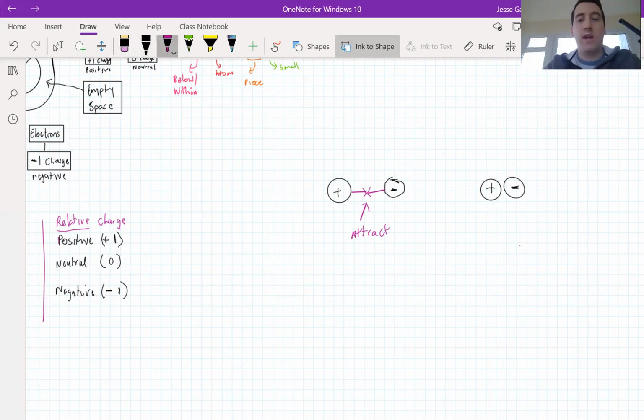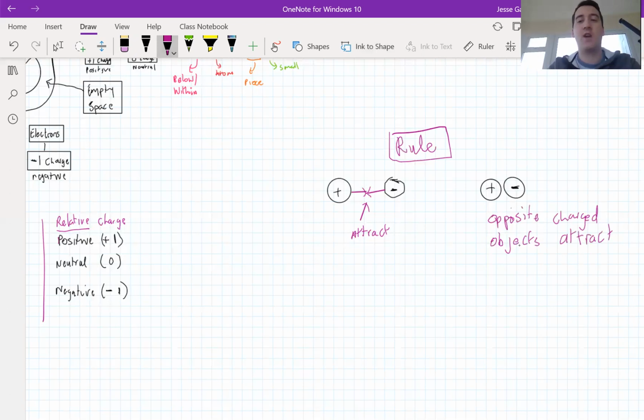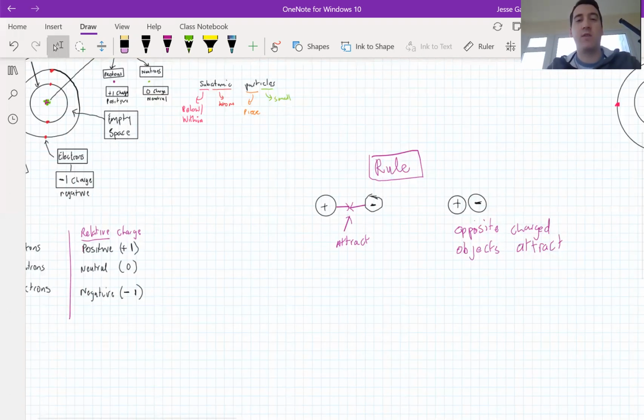So the rule here is that opposite charged objects or particles attract. So that's rule number 1. Rule number 1 is that oppositely charged objects attract. That's what we've shown there.